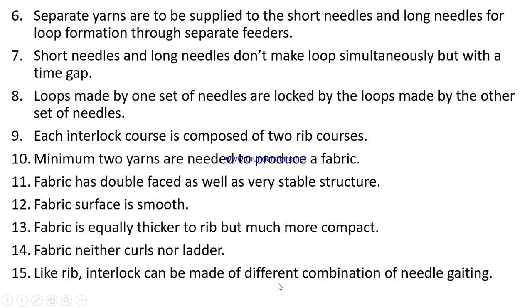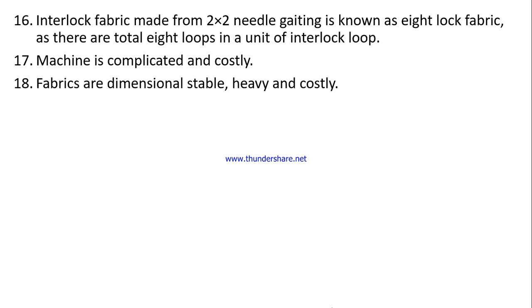Like rib, interlock can be made with different combinations of needle setting. By changing the combination of needle setting, you can obtain various varieties, or derivatives, of the interlock jersey. Interlock fabric made from 2 into 2 needle setting is known as 8 lock fabric. There are 8 sets of needles. 1 into 1 needle setting has 4 sets of needles, 2 sets of short needles and 2 sets of long needles. That is called 4 lock fabric.